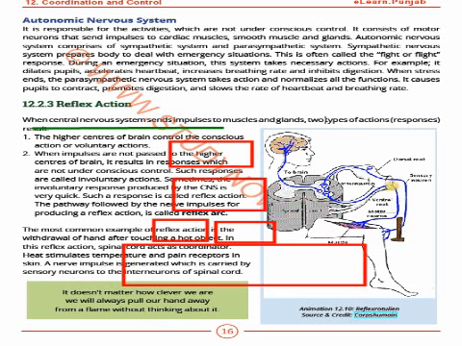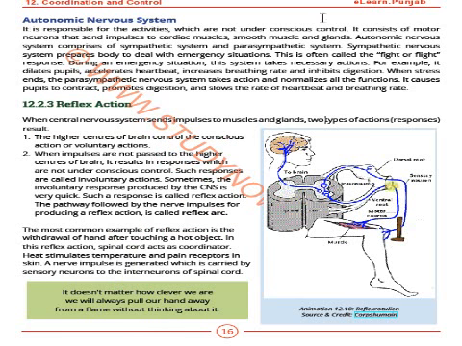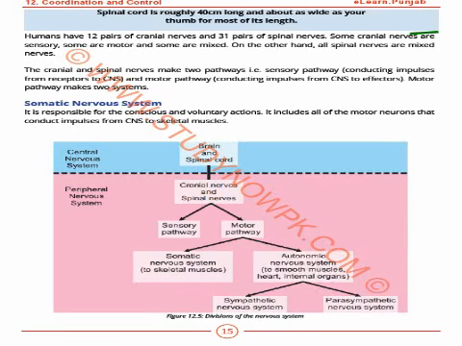Next one is the autonomic nervous system. It is responsible for the activities which are not under conscious control. So these activities are not under conscious control. See, it consists of motor neurons. And in case of somatic nervous system, it also consists of motor neurons. But the difference lies in the fact that it conducts impulses from the CNS to the skeletal muscles.